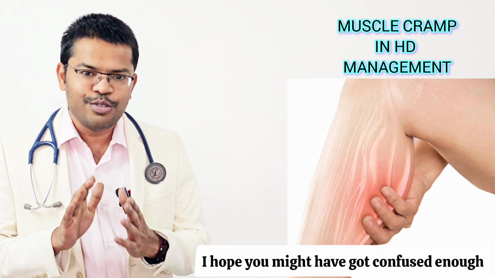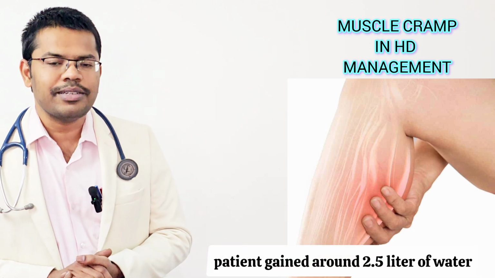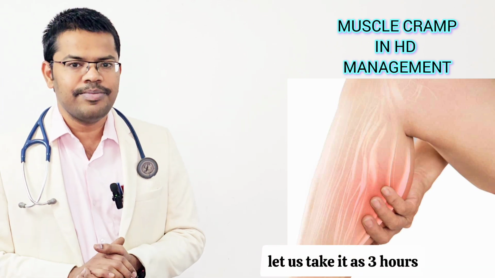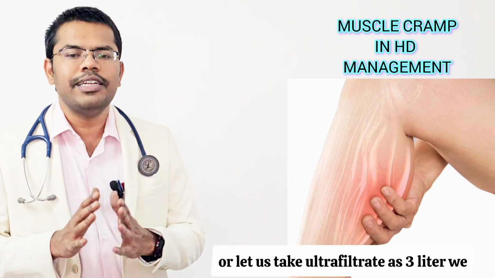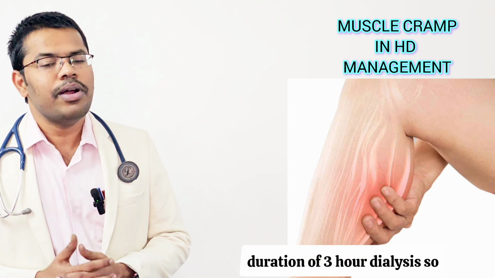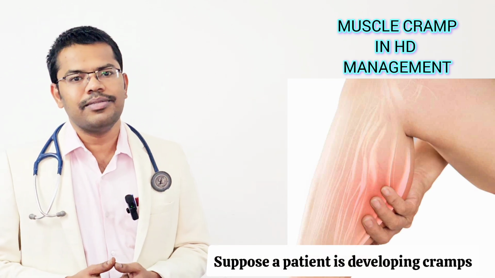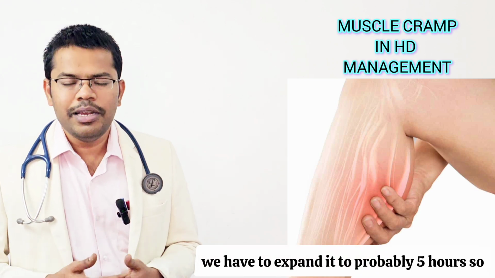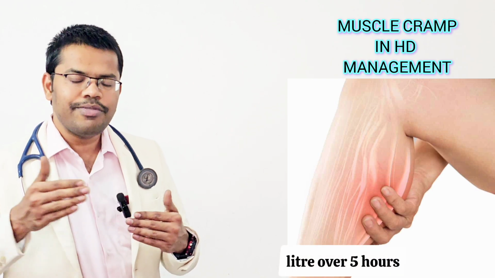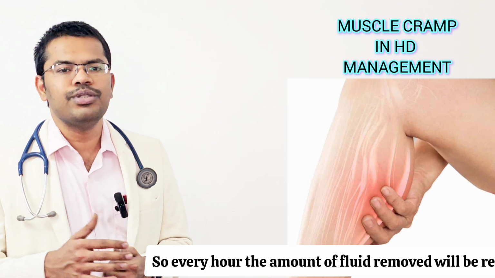I hope you might have got confused enough. Let me give you an example. For example, a patient gained around 2.5 liters of water, and the duration of dialysis, let us take it as 3 hours, or let us take ultrafiltrate as 3 liters. We want to remove 3 liters in a patient in the duration of a 3-hour dialysis. So what is the ultrafiltrate per hour? It is 1 liter. Suppose a patient is developing cramps, we have to extend it to probably 5 hours so that the net ultrafiltrate will remain the 3 liters over 5 hours. So every hour the amount of fluid removed will be reduced.